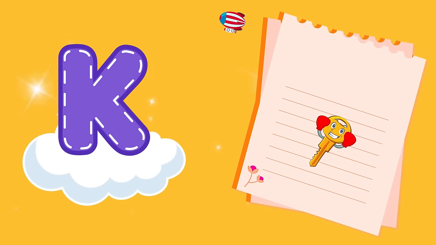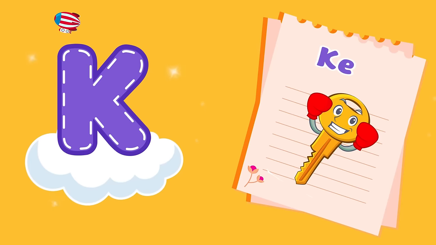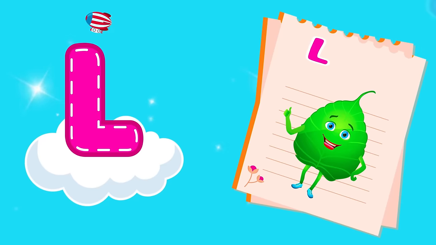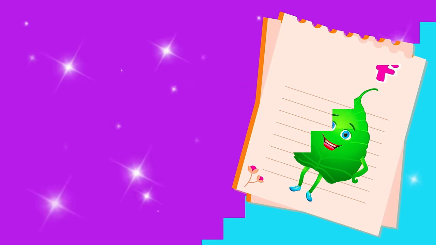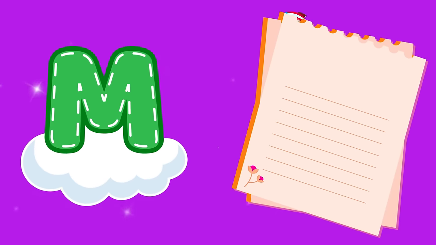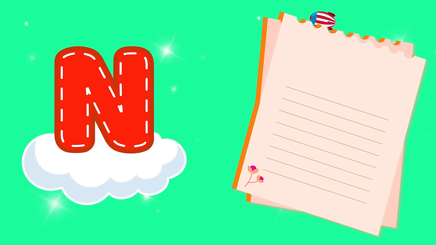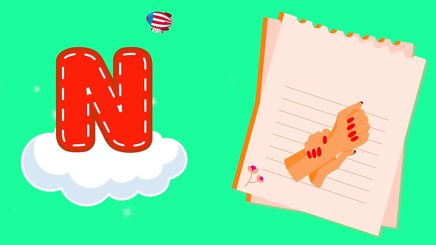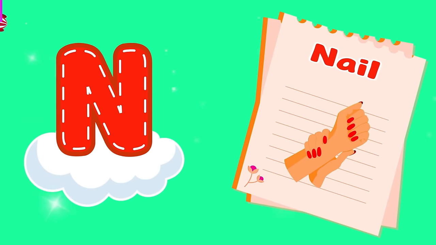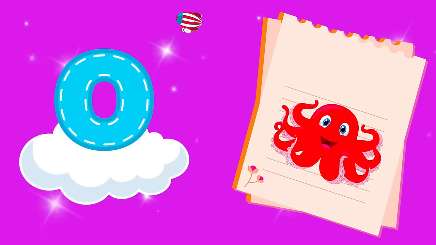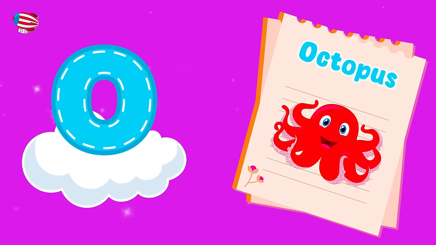K. Key. K is for key. L. Leaf. L is for leaf. M. Mouse. M is for mouse. N. Nail. N is for nail. O. Octopus. O is for octopus.